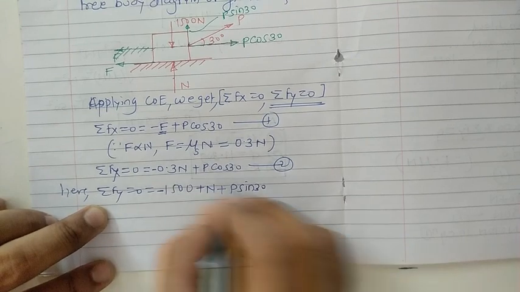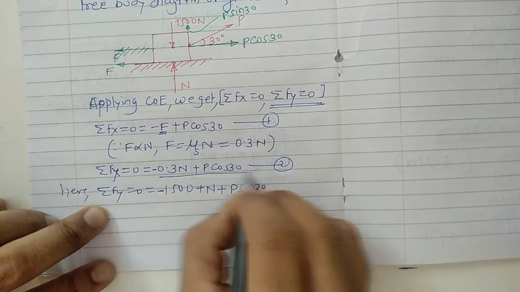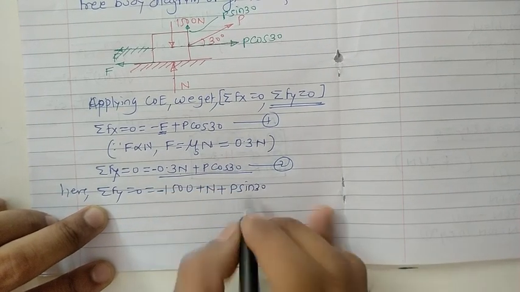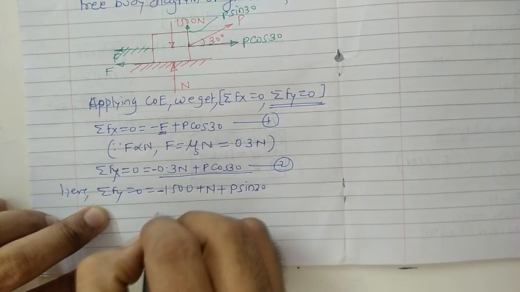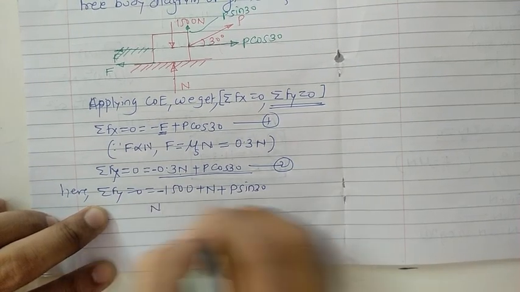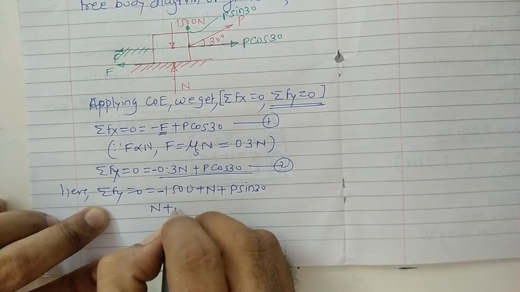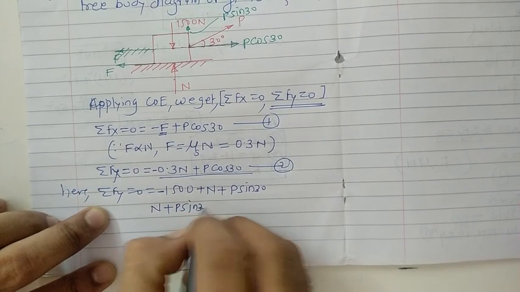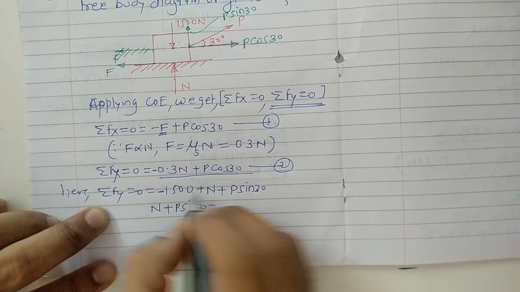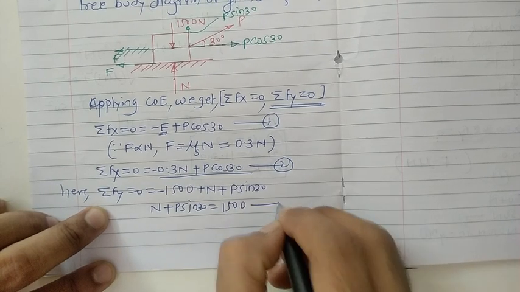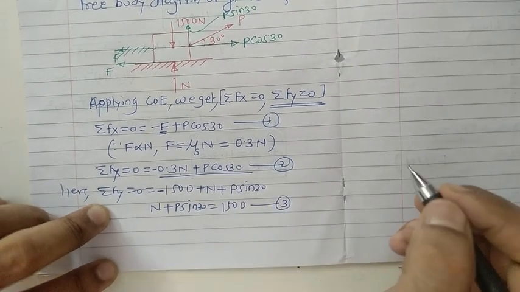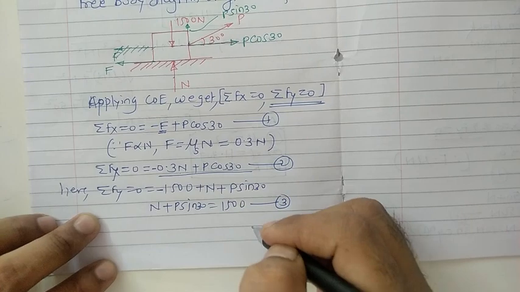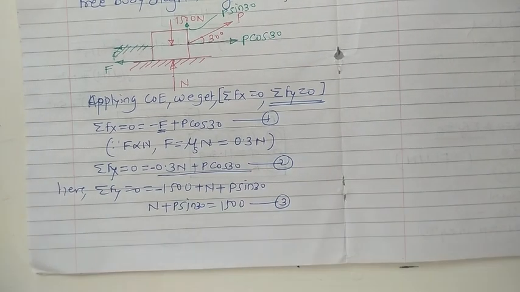Now this equation number 2 is with us in terms of N and P. This equation is also available in terms of N and P. I'll write this equation this way: N plus P into sin 30. Take this 1500 to the other side of this equation, so we get equation number 3. Now solve equation number 2 and equation number 3, and easily you can get our answer.